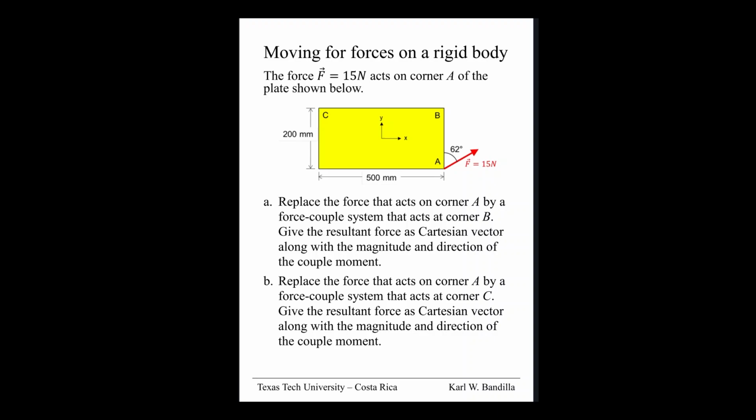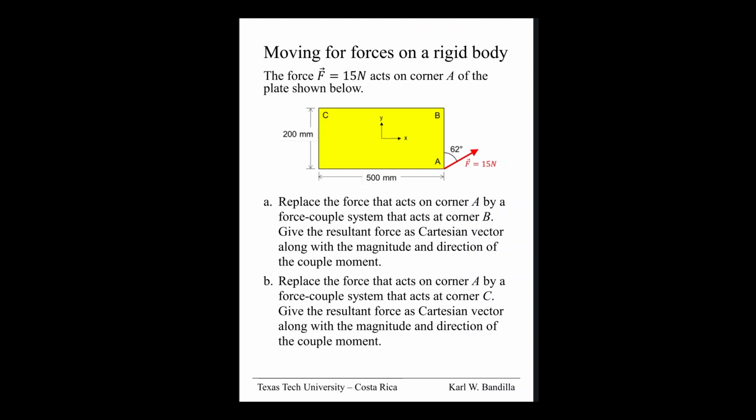Here we have a problem of moving a force on a rigid body. We can see we have our rectangular plate here, and we have a force of 15 kilonewton acting on this corner down here. We are asked to find the resultant force and the moment if we want to move everything from A up to B. B would be up here.